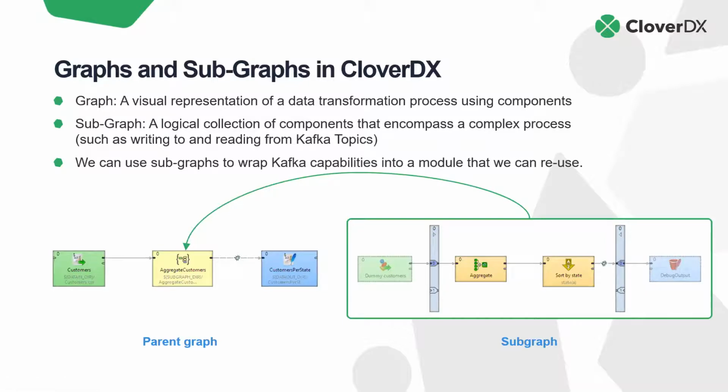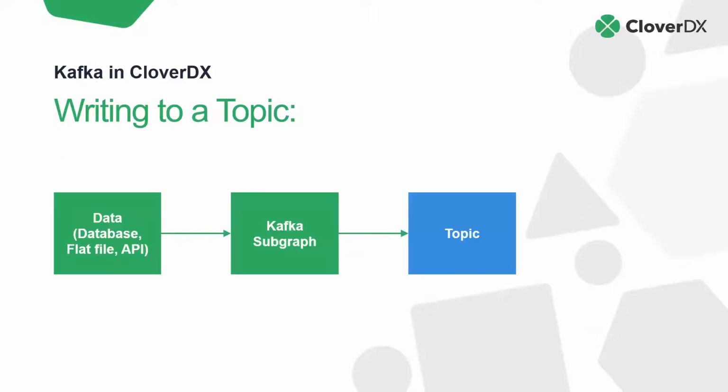So in our case, what we did is actually create subgraphs that we wrote to utilize Kafka capabilities, all in a piece of software that we can easily reuse as needed. So with these subgraphs, we can do something like writing to a topic, where we can take our traditional data formats like a database, a flat file, or an API, run it through our Kafka subgraph, and write it out to a topic in Kafka and have it be available on that particular topic.